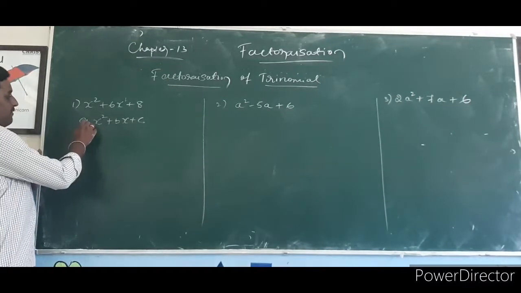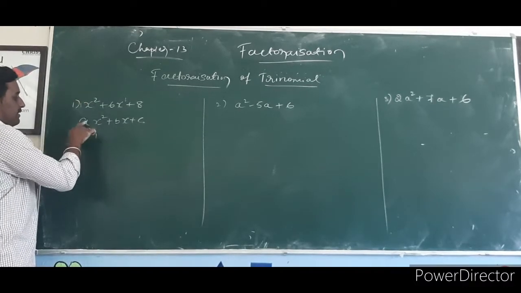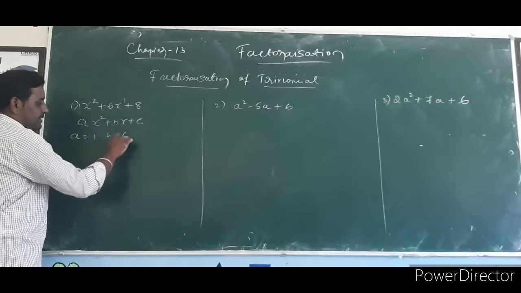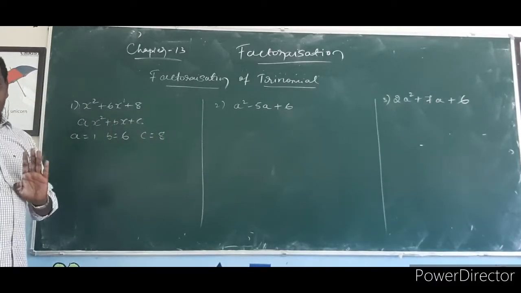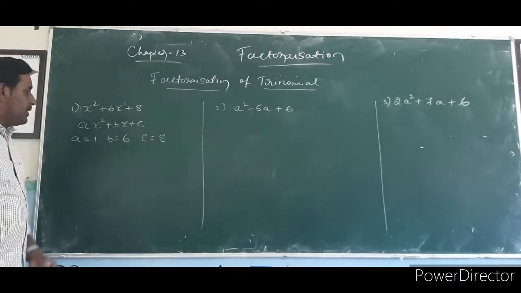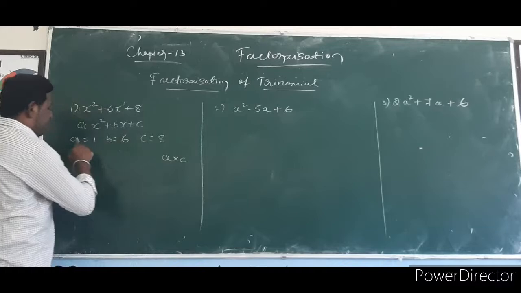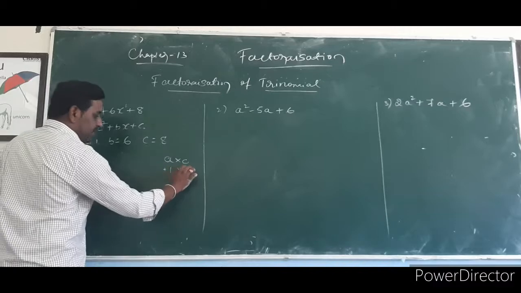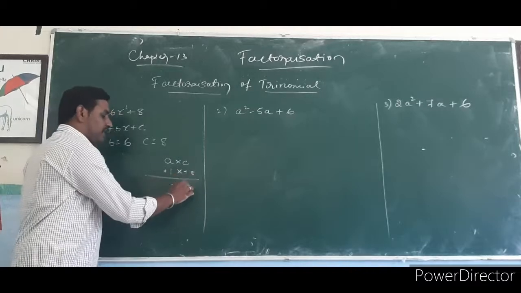First, you have to write the values of a, b, c. What is the value of a here? 1. Nothing is there means 1. What is the value of b here? 6. What is the value of c here? 8. So first you write the values. I think this is very important and very useful for you. First what we have to multiply? a into c. The value of a is plus 1, the value of c is plus 8. If you multiply these two, plus into plus, plus 1 into 8 is 8.